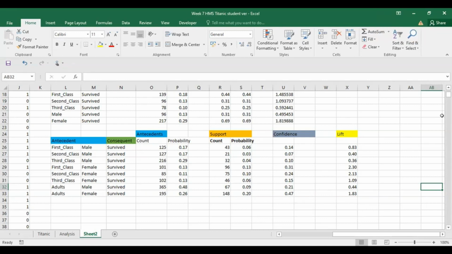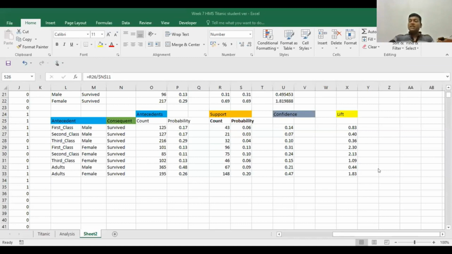All right. Okay, fine. So if you come back to our analysis which we did earlier: if it is a first class male passenger and the fact that he has survived, the support is 0.06. For the next instance, second class and male, the support is 0.03.